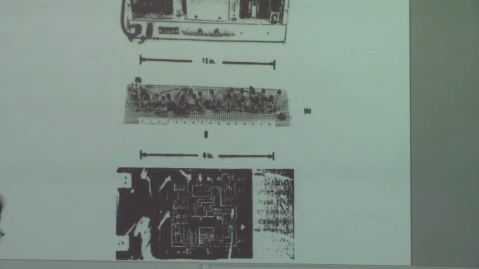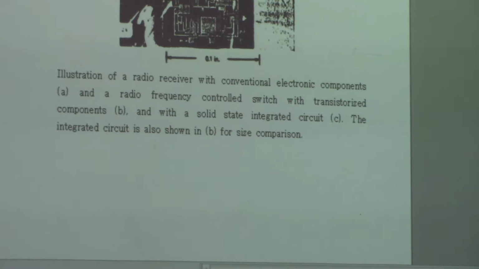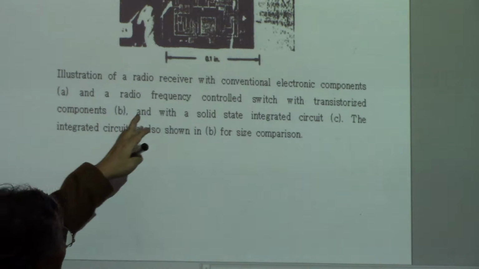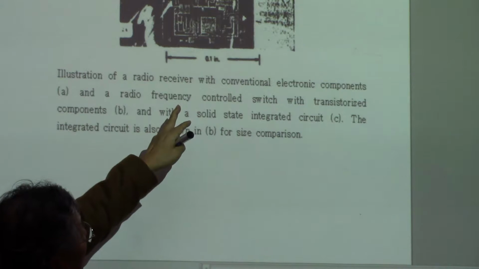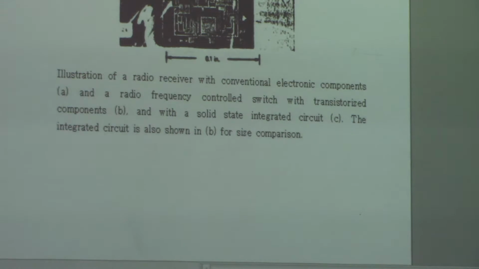Now it becomes 6 inches. We can just cut the size in half. That's all we can do. But after we found a way to make interconnections of these discrete devices in one process, the size of the radio becomes 0.1 inch. This is a remarkable reduction of the size.